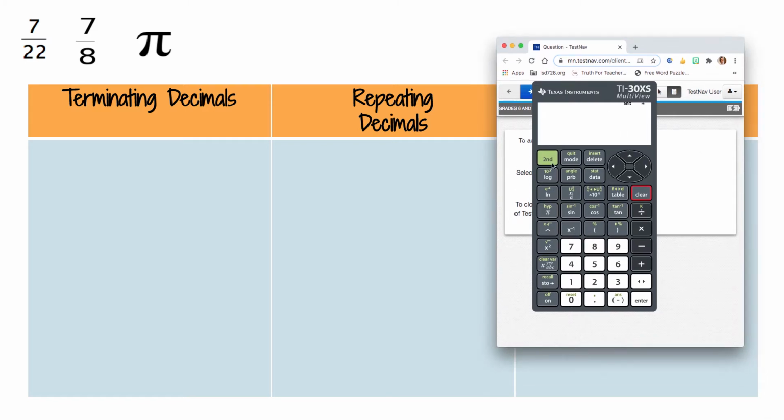Take out your calculator and let's make sure that we're on the right mode. So if you click mode, make sure that classic is flashing and you'll click enter and then clear. Find the pi button. It should look really similar to mine. I'm circling it here with my cursor. If you click that and click enter, you'll see you get a decimal.